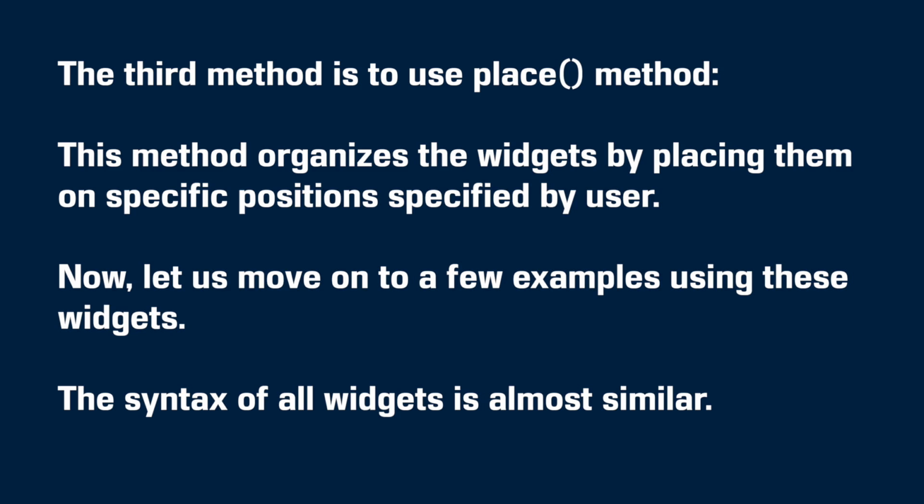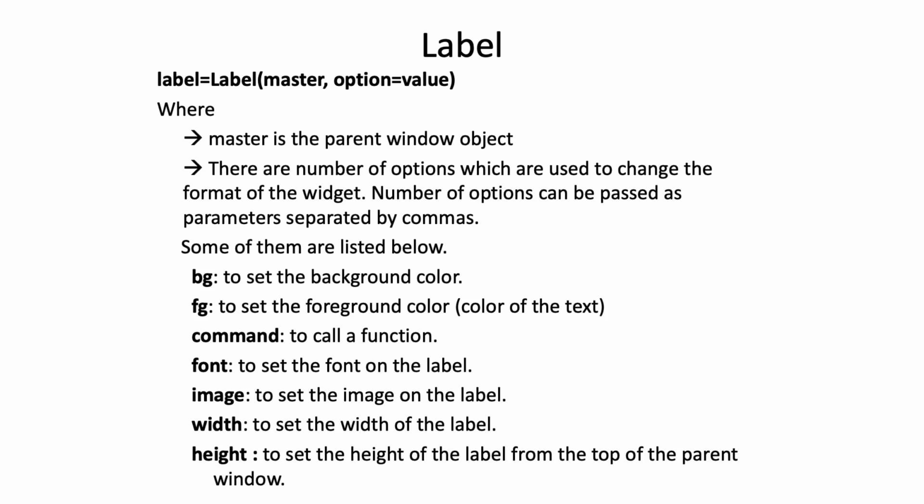The syntax of all these widgets is almost similar. So, we can see the syntax of the label widget on the console. So, what you see here is the syntax for the label widget. The label widget can be created by using the label method, which takes 2 parameters. The first one is master, which represents the parent window object, and following that we have a number of options which are used to change the format of the widget as the second parameter. The number of options can be passed as parameters separated by commas.